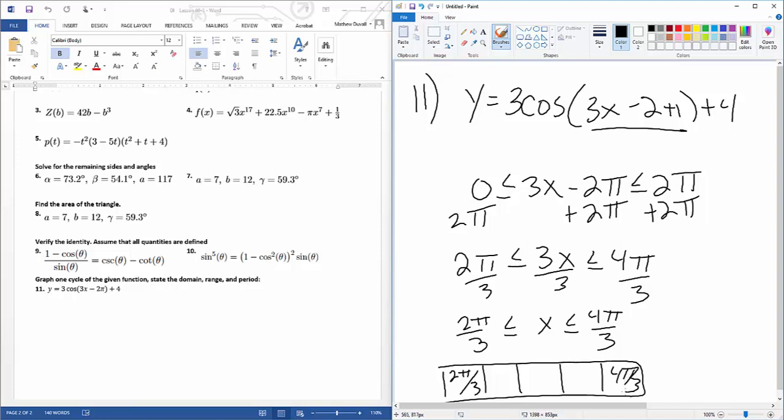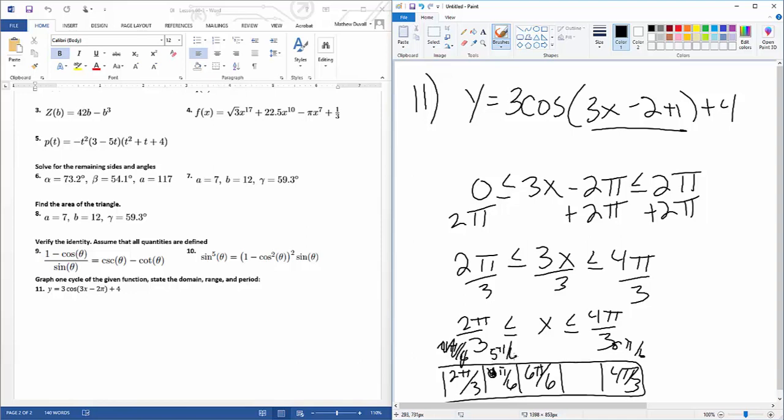Now this is where you add the ends and divide by 2. So this would be 7 pi 6. This is really 4 pi 6. So add them together and divide by 2, which would give us 4 pi 6. This is 8 pi 6. Sorry. That'll give us 5 pi 6.